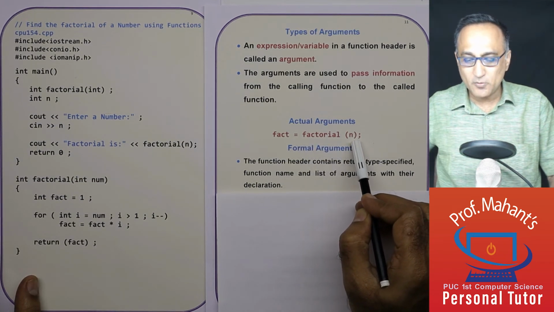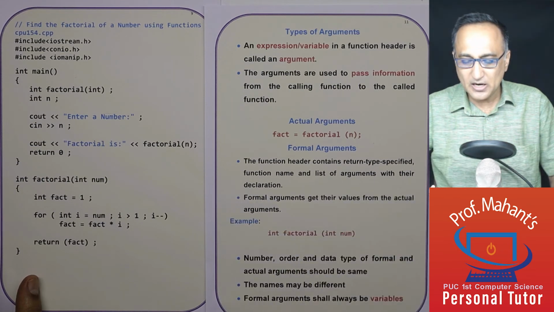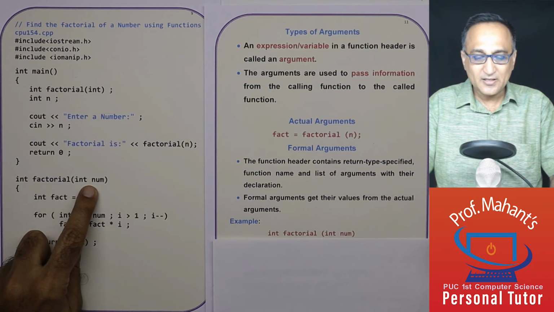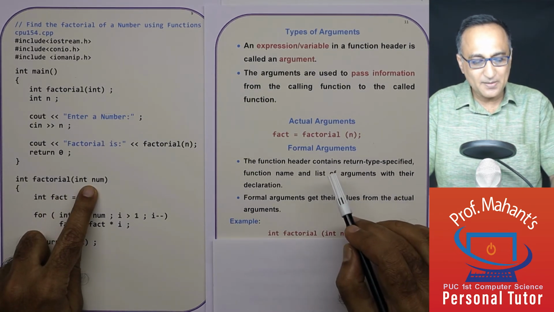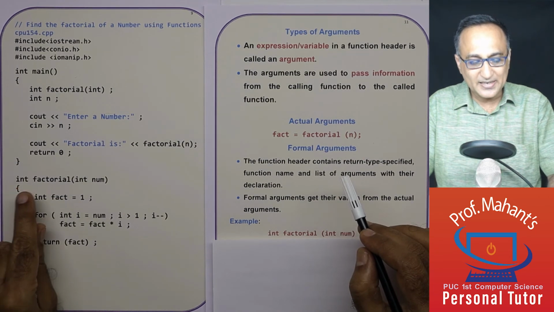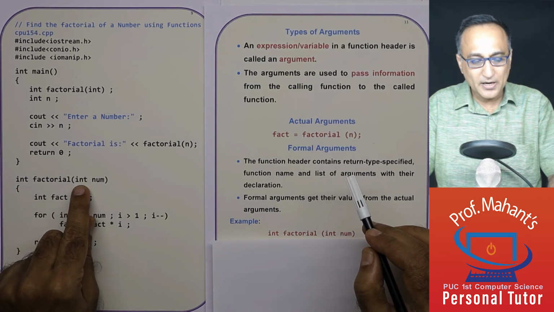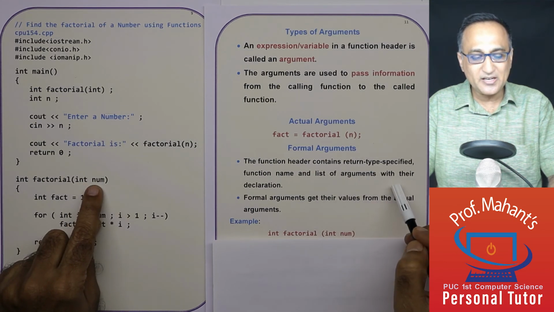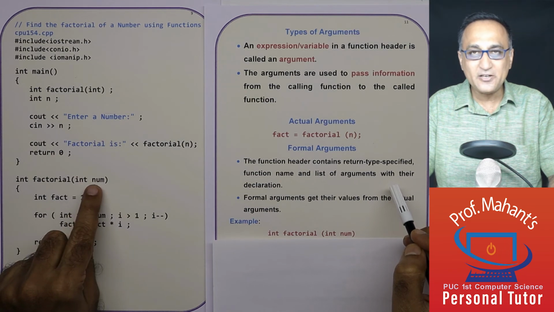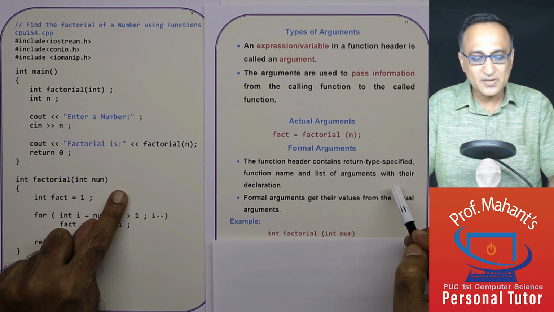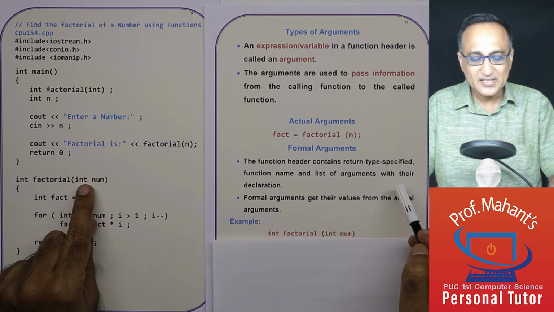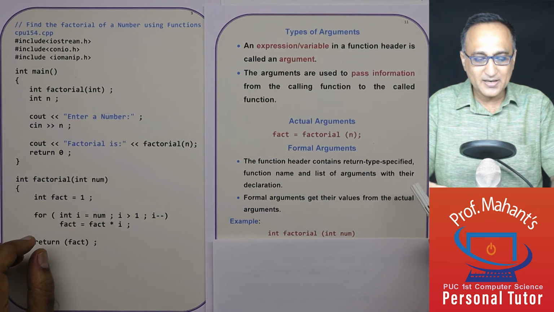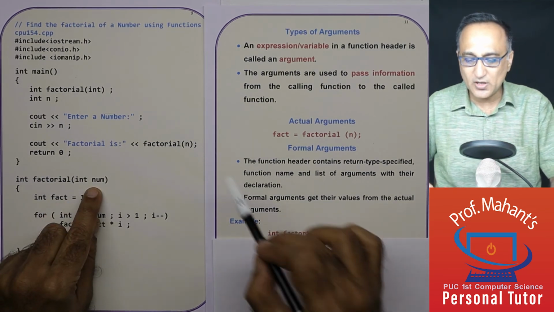Now, what are formal arguments? The formal arguments are basically here. Int num is an example of a formal argument. The function header contains the return type, name of the function, data type of the formal argument or formal parameter, and a name associated with it. If there are more than one, you can say int num comma int x comma int y and so on. You cannot simply say int x comma y comma z. Each variable has to be declared with the data type. For formal arguments, number gets the value from n, which happens to be an actual argument.